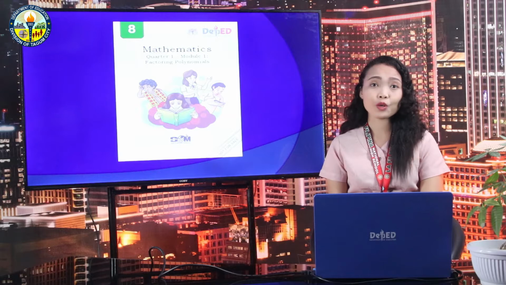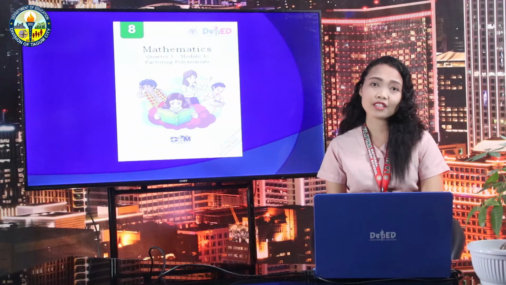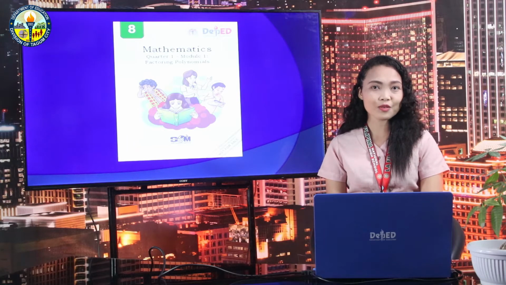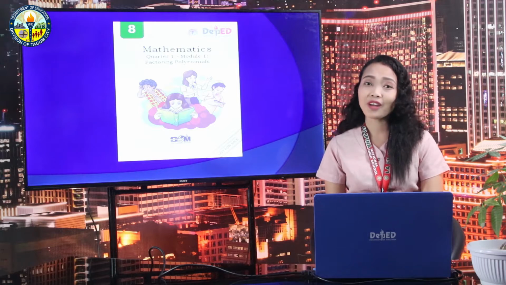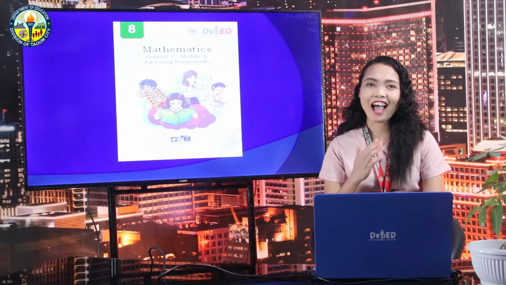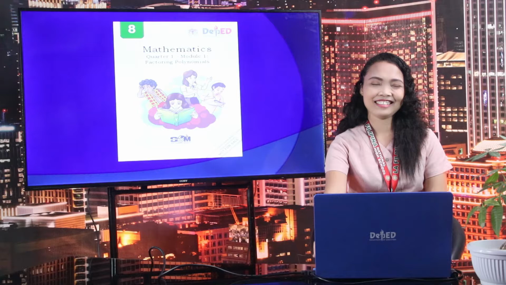We are now in Quarter 1, Module 1 of Mathematics 8. That is factoring polynomials. But we're going to focus on the first type of factoring, which is factoring the greatest common monomial factor. Are you ready, learners? Tara, mag-solve na ta!